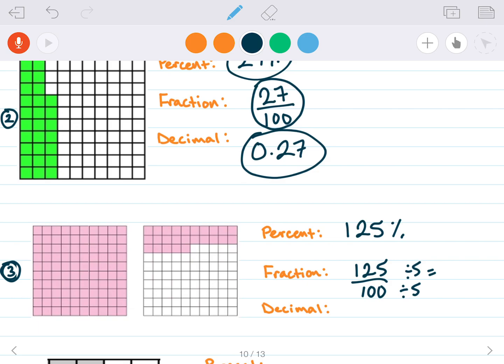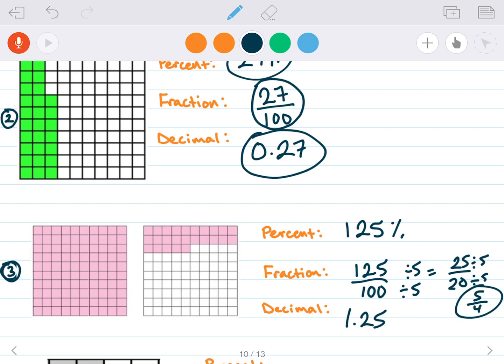So let's see. That's going to give me 25 out of 20. And we can further reduce by 5, divide top and bottom by 5 to get 5 out of 4. So our fraction reduced is 5 out of 4. As a decimal, if you do 5 divided by 4 in the calculator, you're going to get 1.25. So that's our decimal representation. Okay?